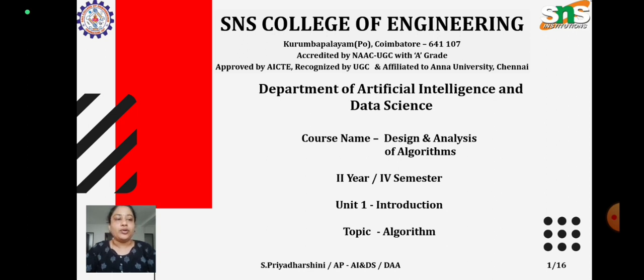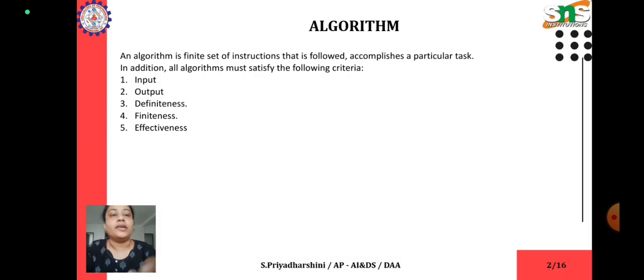Let's continue with the topic. So what is an algorithm? In computer science, an algorithm is a sequence or a finite set of instructions for solving some problem step by step. Typically, algorithms can be solved by computers and humans as well.